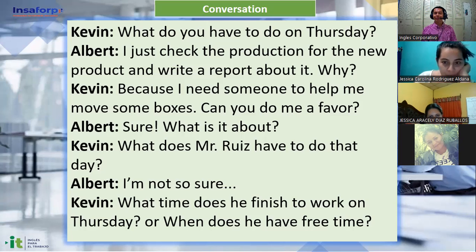What do you have to do on Thursday? I just check the production for the new product and write a report about it. Why? Because I need someone to help me move some boxes. Can you do me a favor? Sure. What's it about? What does Mr. Reese have to do that day? I'm not so sure. What time does he finish to work on Thursday, or when does he have free time? Congratulations.